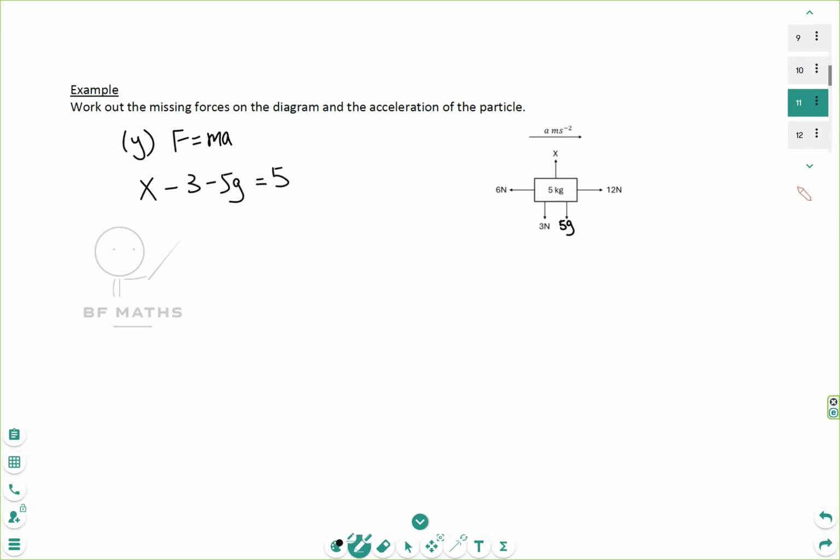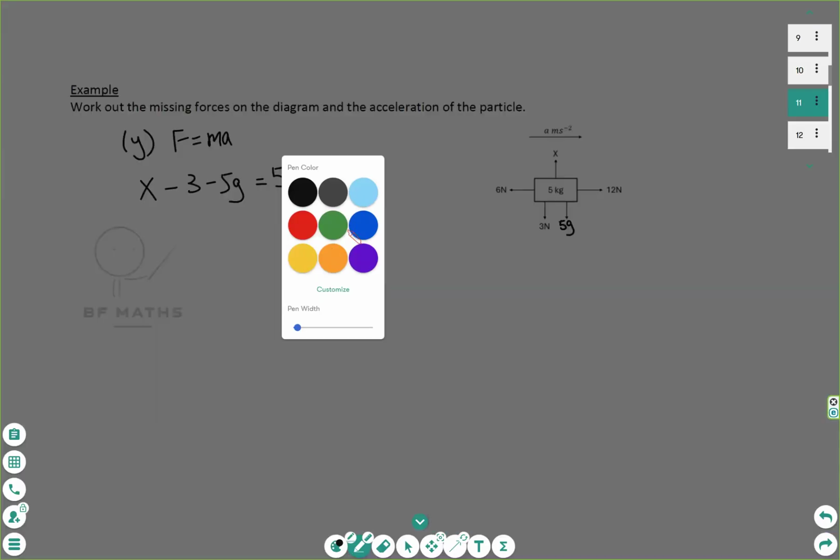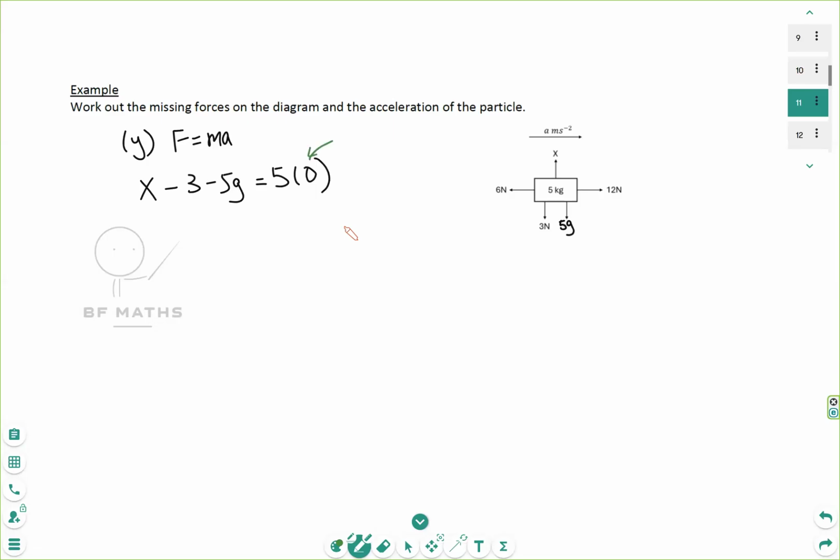Now, acceleration. You can see the acceleration is going to the right. Therefore, vertically, there's 0 acceleration. So I'll put in here first of all, a equals 0 vertically, because the particle moves right. You can tell by the arrow that the particle is moving to the right.